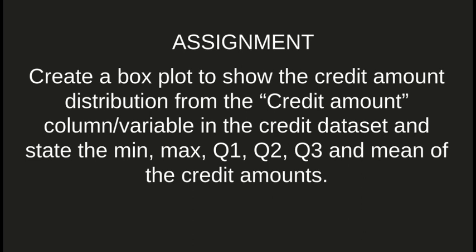Now that we're back to the slide, let's look at the assignment that I have for you to practice your new knowledge of box plot. Create a box plot to show the credit amount distribution from the credit amount variable in the credit data set, and state the mean, the max, the first quartile, the second quartile, the third quartile, and also the median. Something I didn't add here, so you can also state the median of that. We have covered all of that.